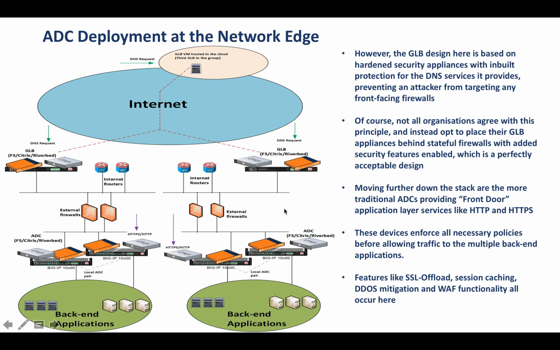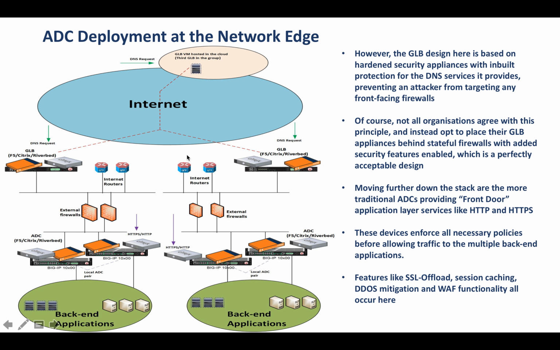So by leaving the GLB in front of the firewall, as shown in this diagram, an attacker cannot cripple DNS by attacking a stateful firewall. It's also worth noting that the GLB appliances being proposed here are hardened security appliances with built-in protection for the DNS service it provides, and that is true across each of these vendors we've mentioned here.